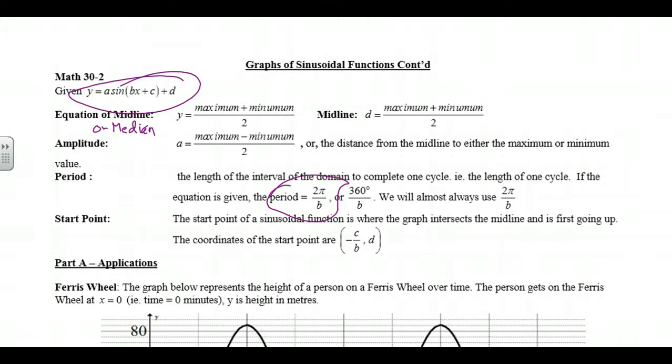Keep that in mind for 30-1. It's not a distinguishing characteristic in 30-2 that you need to know that, but in 30-1 you need to know amplitude is always positive. And if you're given a graph, you can just count the amplitude.